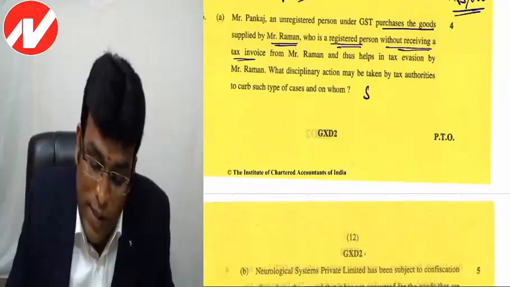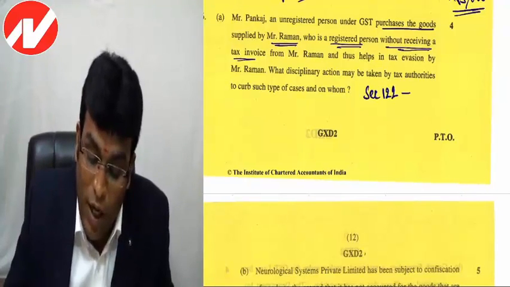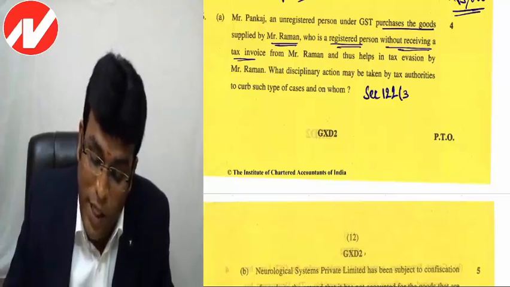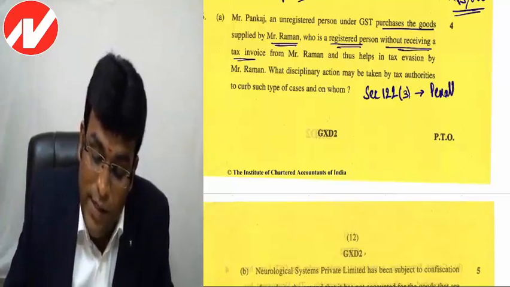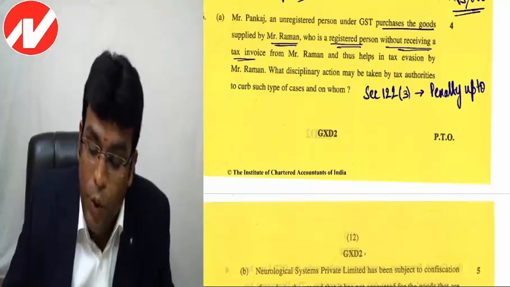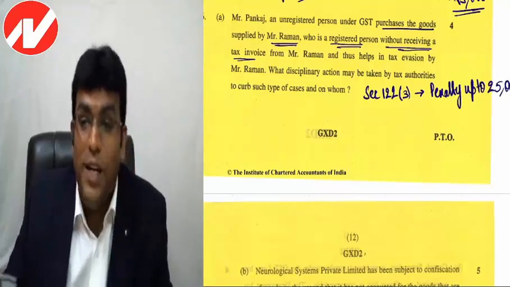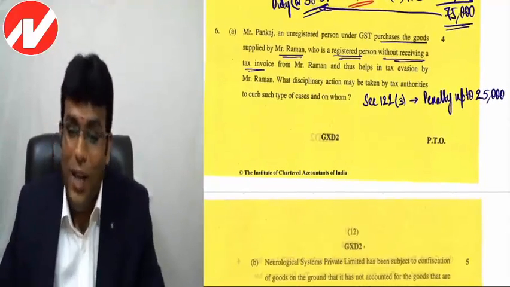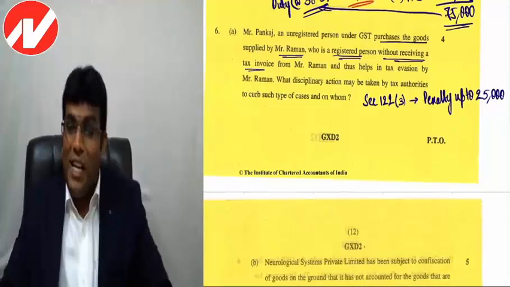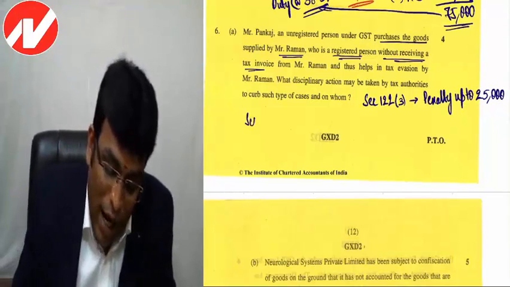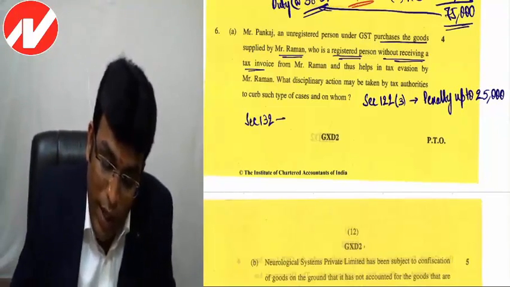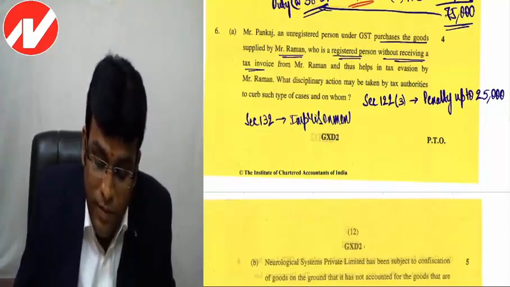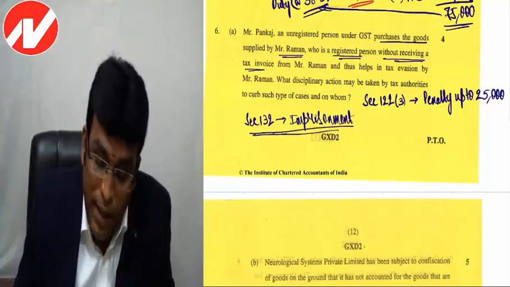What they can do is, we have got one section called section 122, especially 122 subsection 3, which says penalty is up to 25,000. Penalty is up to what, my dear friends? 25,000. Clear? Moreover, under section 132, there can be imprisonment also. And how much will be imprisonment?